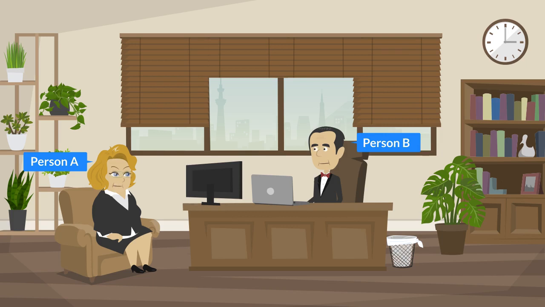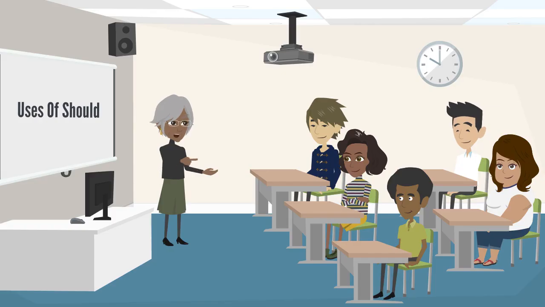Thanks for the advice. In this conversation, person B uses should to offer advice to person A. They suggest getting more sleep as a solution to feeling tired. Person A acknowledges the advice and expresses gratitude. Can anyone provide another example of giving advice using should? If you want to improve your English, you should practice speaking every day. Excellent. That's a great example.